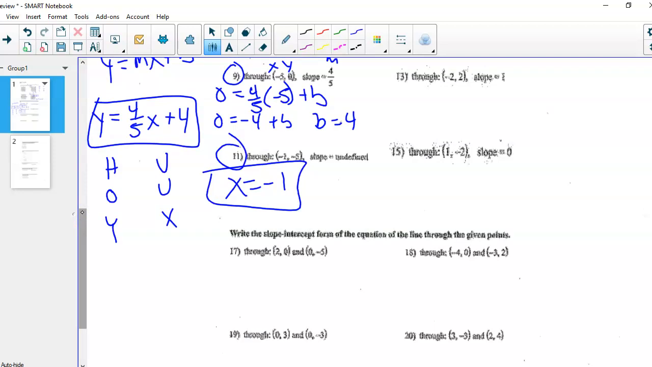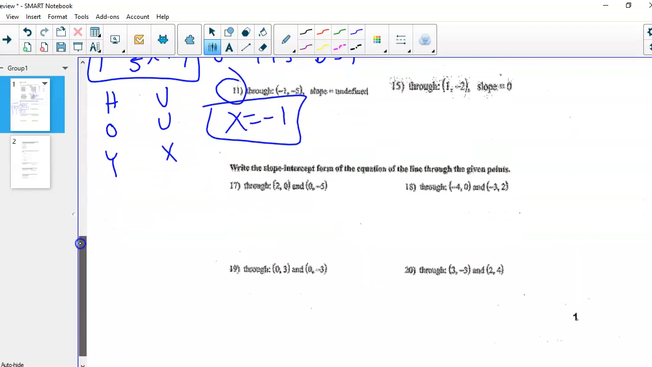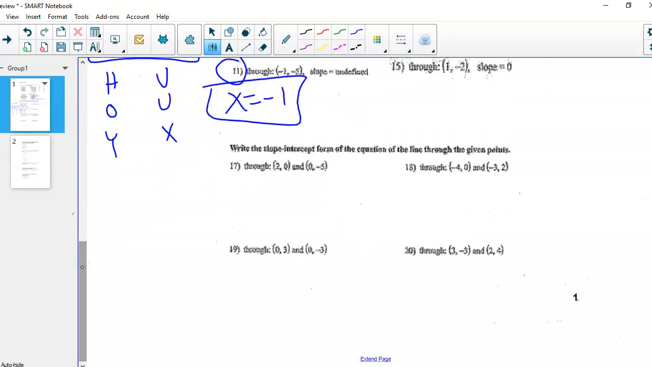If it's undefined, it's x equals. If it's zero slope, it's y equals. Okay. You just don't have to solve it. You don't have to. No. You can. For 15, it would work out the same way.